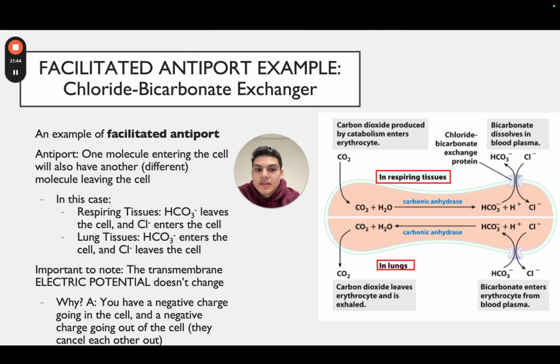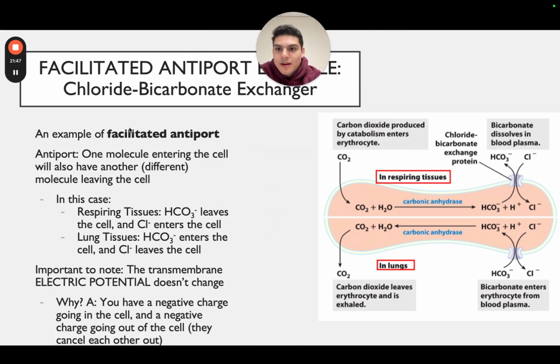And then here's an example of facilitated antiport where we have the chloride bicarbonate exchanger. It's basically this channel over here on the right of this diagram. So we know that in respiring tissues and in lungs, we have this enzyme called carbonic anhydrase, which can convert carbon dioxide into bicarbonate or bicarbonate back to carbon dioxide. It's a reversible enzyme. And when it's converted to bicarbonate, we can have bicarbonate leave the cell and chloride come into the cell. So one leaves, one enters. And it's electroneutral, meaning that one negative charge leaves and one negative charge enters, so the net charge does not change at all.